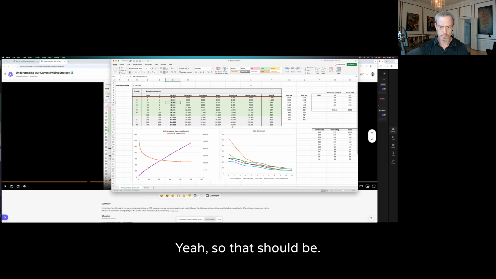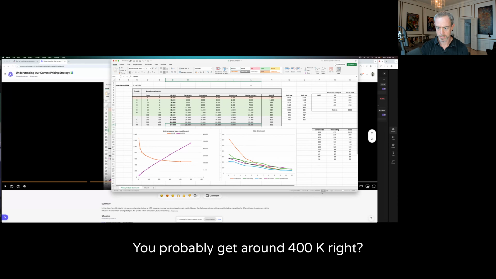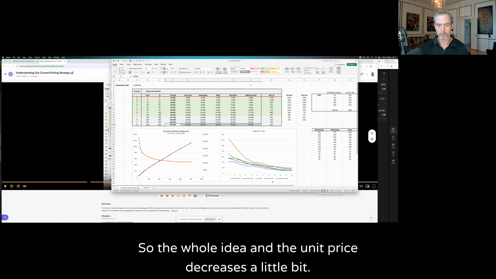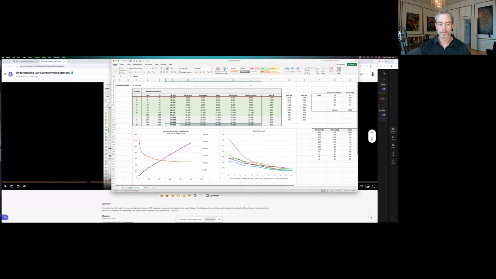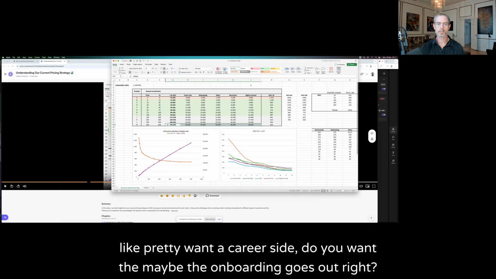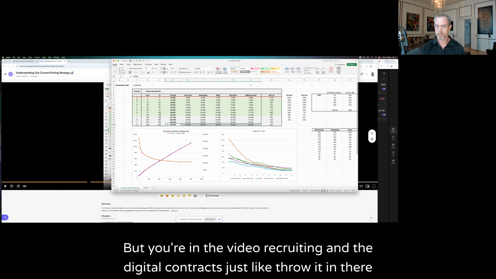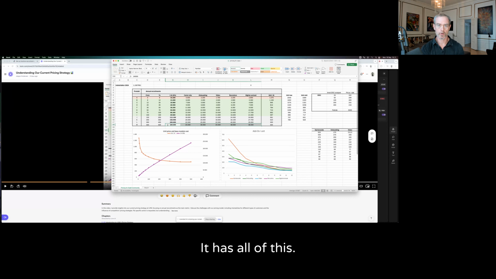Yeah, so the idea is that if you add all these together, you probably get around 400K, right? And the unit price decreases a little bit. So what I'm essentially proposing here is that instead of going through the process of upselling each and every one of these modules, like, do you want a career site? Do you want maybe the onboarding? But you're on the video recruiting and the digital contracts, just throw it in there. Just give them everything and say, hey, this is the recruitment platform for you. It has all of this.